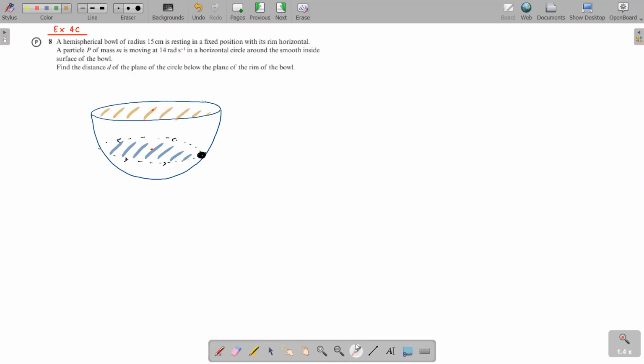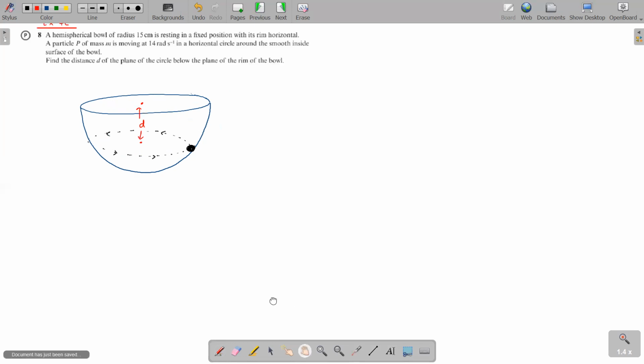So basically distance D is the distance between these two circles. This distance between them is what they meant by D. They're asking you to find this distance. All right, so how do we find this distance? Let's mark all the information. The radius is given to you as 15 centimeters, right? So the radius of the hemisphere.